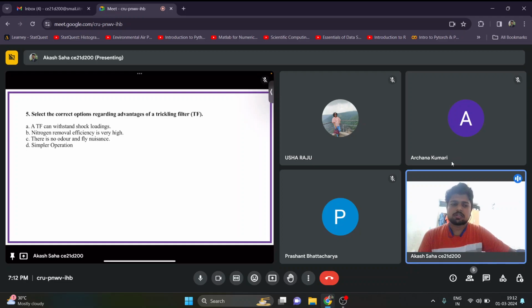Anyway. So the next question, we have to select the correct options regarding the advantage of a trickling filter. So it says that A, a trickling filter can withstand shock loadings. B, nitrogen removal efficiency is very high. C, there is no odor or fly nuisance. And D, it's a simple operation. You have to find out the correct option for the trickling filter.